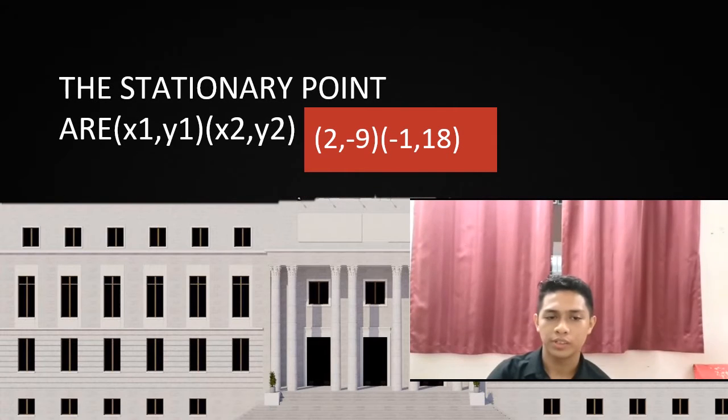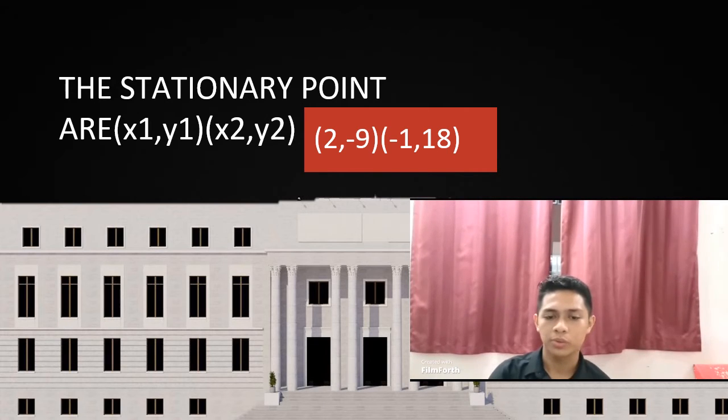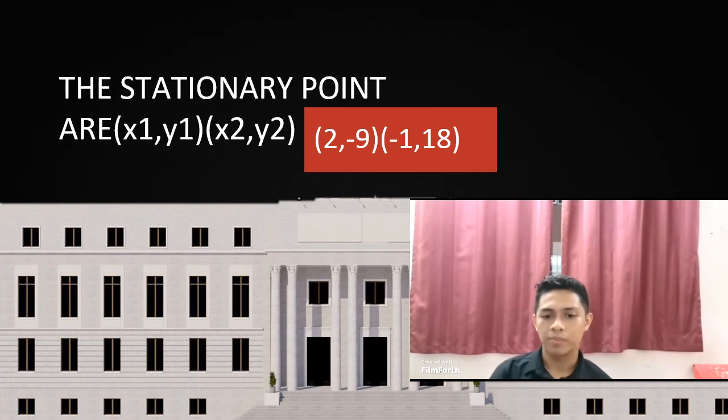So we already know the stationary points: x1 and y1 is 2 and negative 9. Meanwhile, the values of x2 and y2 are negative 1 and 18. So I will pass to the next step with my friend Munis.